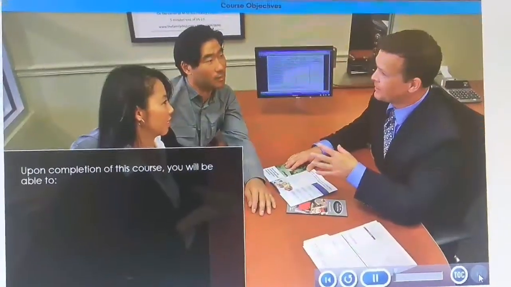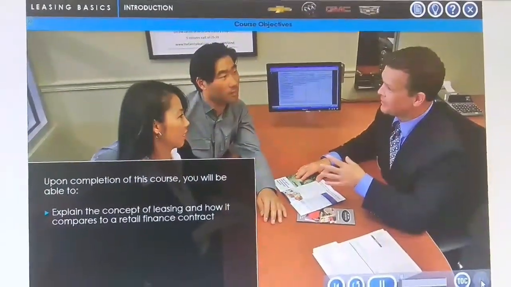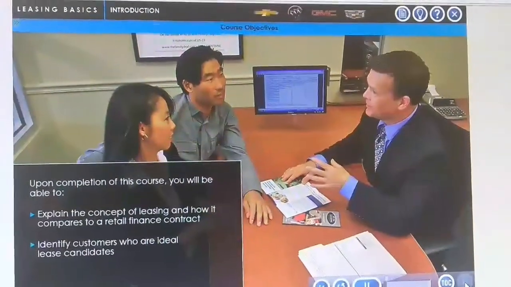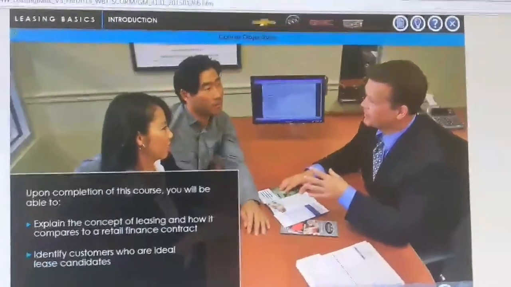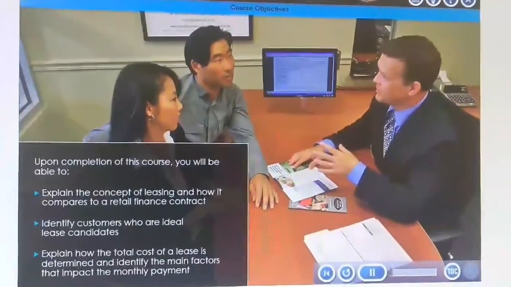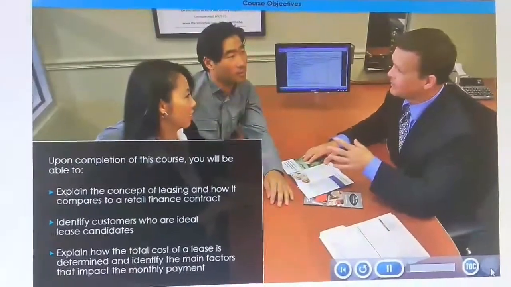Upon completion of this course, you'll be able to explain the concept of leasing and how it compares to a retail finance contract, identify customers who are ideal lease candidates or may wish to consider leasing, and explain how the total cost of a lease is determined and identify the main factors that impact the monthly payment calculation.